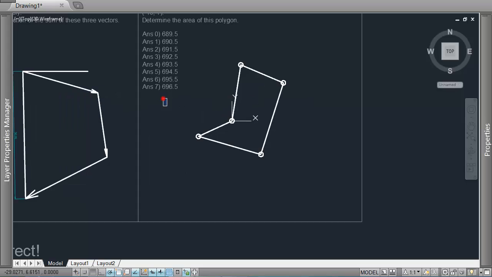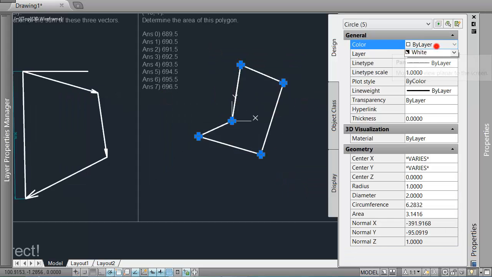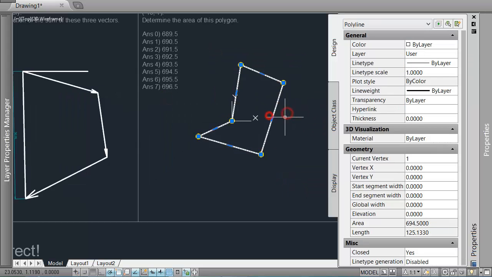And with my closed polyline, I can check the area to find we have 694.5, which is answer 5 there.